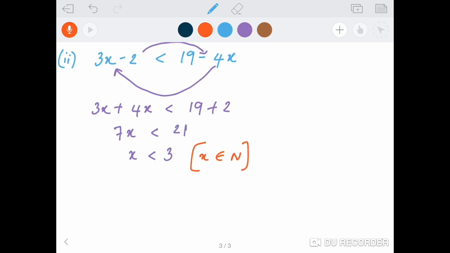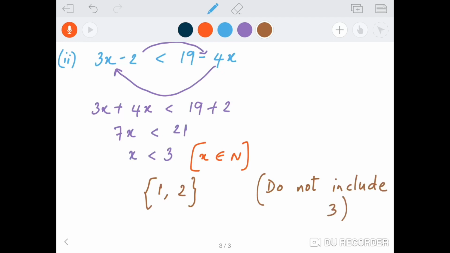Remember, he's told us x belongs to natural numbers. So you read this as all natural numbers that are less than 3. You know natural numbers start from 1. And since it's less than 3, you do not include 3. So your answer is just going to be 1, 2. I'm just going to put that there. Do not include 3 because it's not less than or equal to 3.